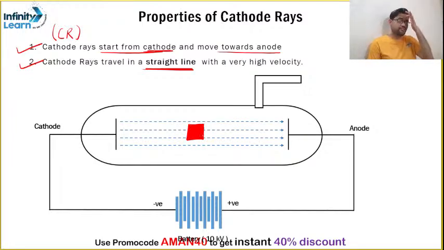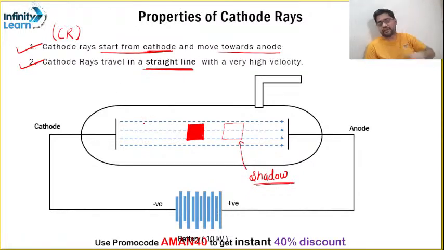Okay, so this dense object was kept. As soon as the experiment was done again, we found that there is a shadow. Okay, what did we get at the back? Shadow. Which proves that these particles, or this lightning, or whatever it is, are passing in a straight line. Okay, and they termed that thing a cathode ray.